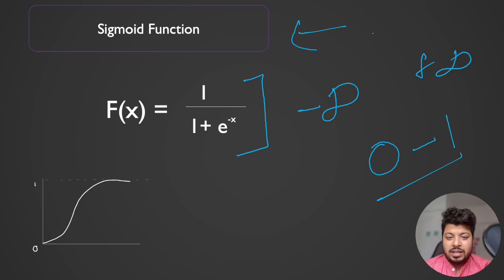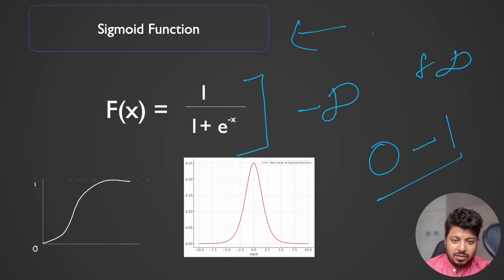Also, let's look at the derivative of this function. This is how the graph of the derivative looks like. Now the derivative reaches its maximum when x is equal to 0. Just to repeat, the derivative goes to its maximum when x is equal to 0 and decreases symmetrically as x moves away from 0. Now this characteristic can lead to the vanishing gradient problem, where the gradient becomes very small during backpropagation, and this makes it harder for a network to learn anything from complex data patterns.